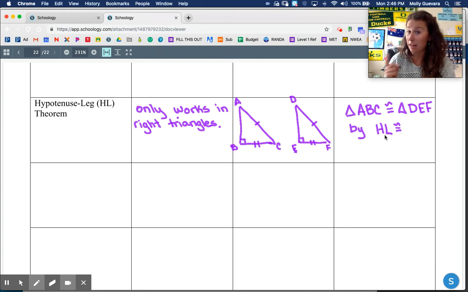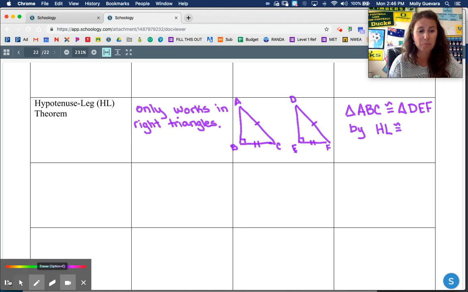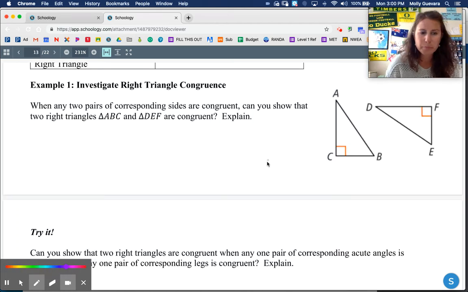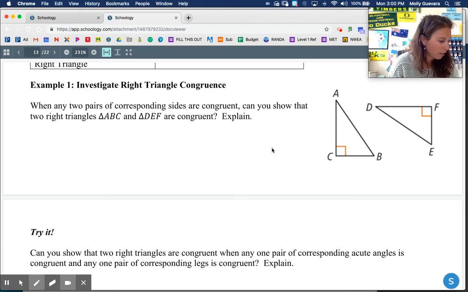This tells me that A, there's a right angle, B, that the hypotenuse in both triangles are the same, and that a leg in both triangles are the same. So that's what we're going to focus on today, is looking at HL and how can I find congruence in these right triangles. Okay, so let's go ahead and go back into our note packet and find 4-5, and we're going to start with example 1.